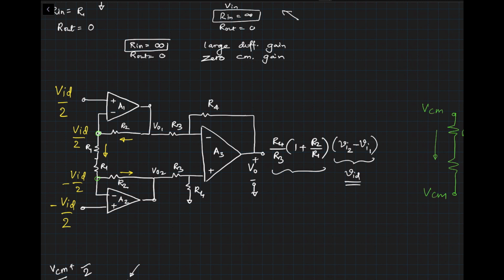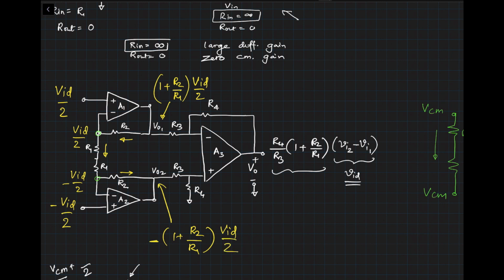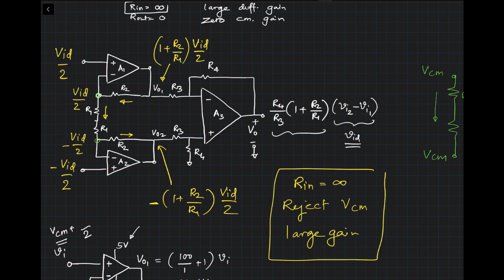Okay, and you will see that at the output you should get 1 plus R2 divided by R1 times VID divided by 2, and at VO2 you will see 1 plus R2 divided by R1 times VID divided by 2 minus. So the interesting thing of removing just this one connection is the common mode is not amplified by the first stage. However, the differential signal is nicely amplified. Okay, so this particular amplifier is used universally in many applications, and so this particular amplifier is called instrumentation amplifier.